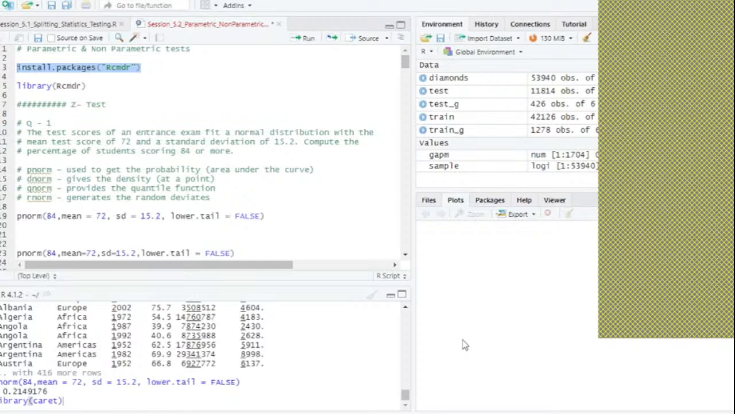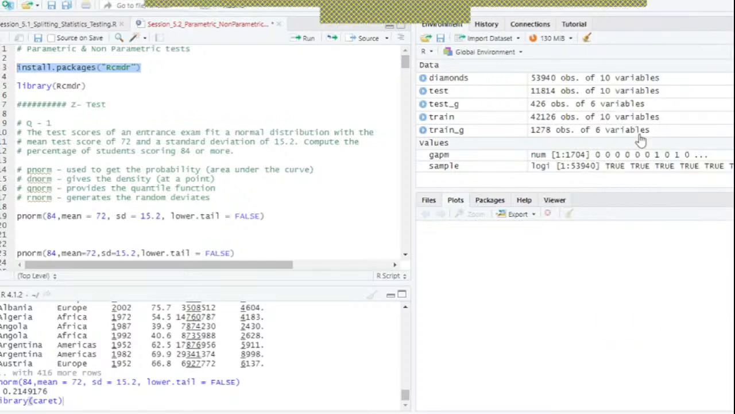Did you get this percentage, 21%, with pnorm? If you got this percentage, type P in the chat window. P for pnorm.